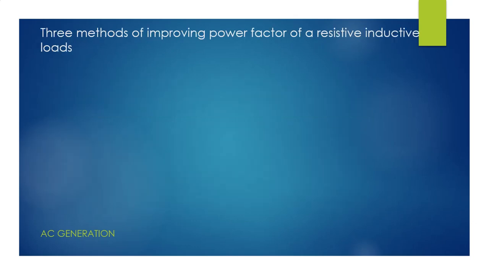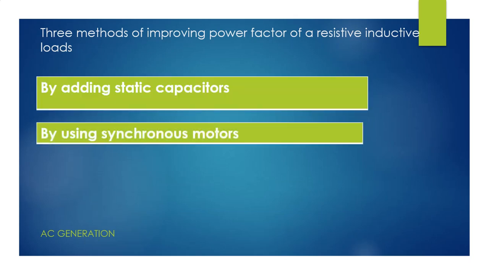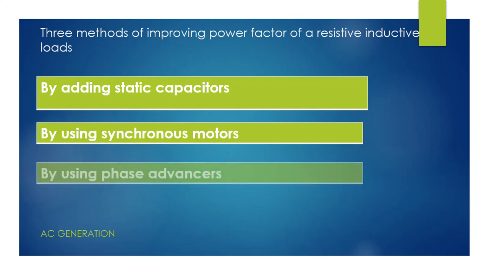Three methods of improving power factor of a resistive inductive load: by adding static capacitors, by using synchronous motors, by using phase advancers.